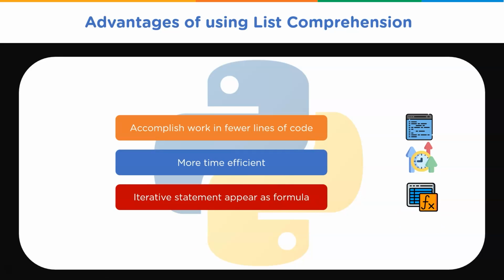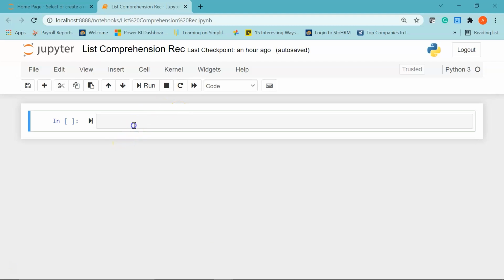Now let's head over to our Jupyter notebook where we'll learn list comprehension in detail. So I am on my Jupyter notebook. So let's start with our first example. Suppose you want to find the squares of all the numbers that are present inside a list. Now let me show you the traditional way of solving this problem.